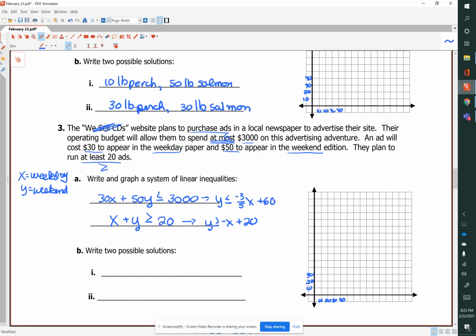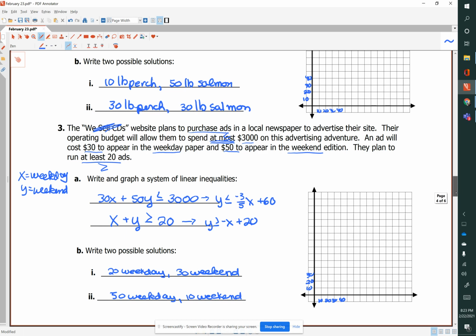So let's write that on our paper. We could say 20 weekday and let's say 30 weekend. Or we could say 50 weekday and 10 weekend would satisfy the parameters of this problem.